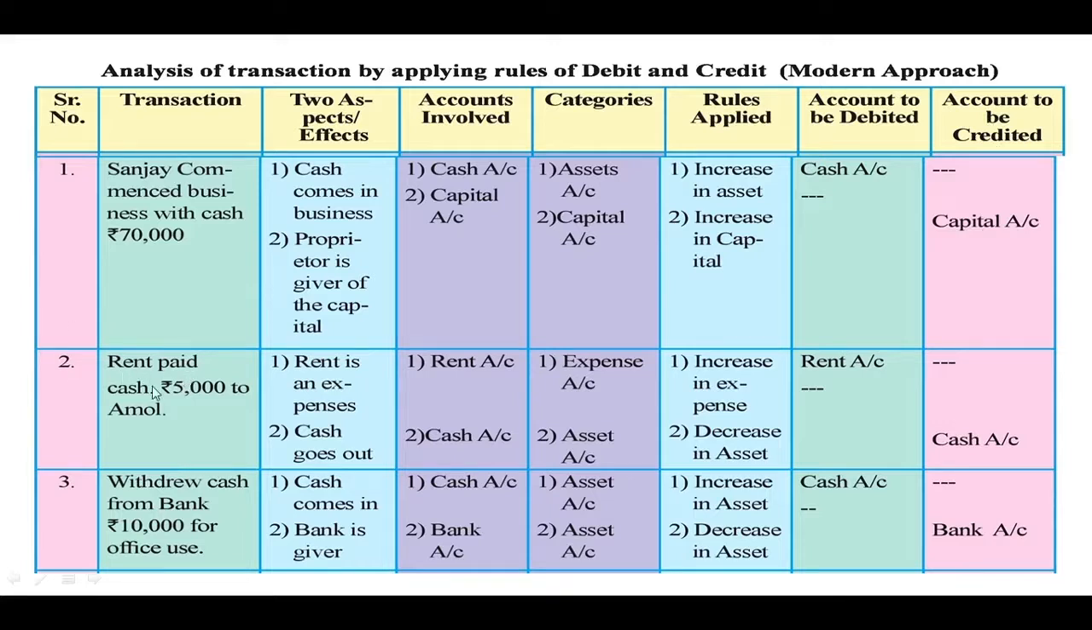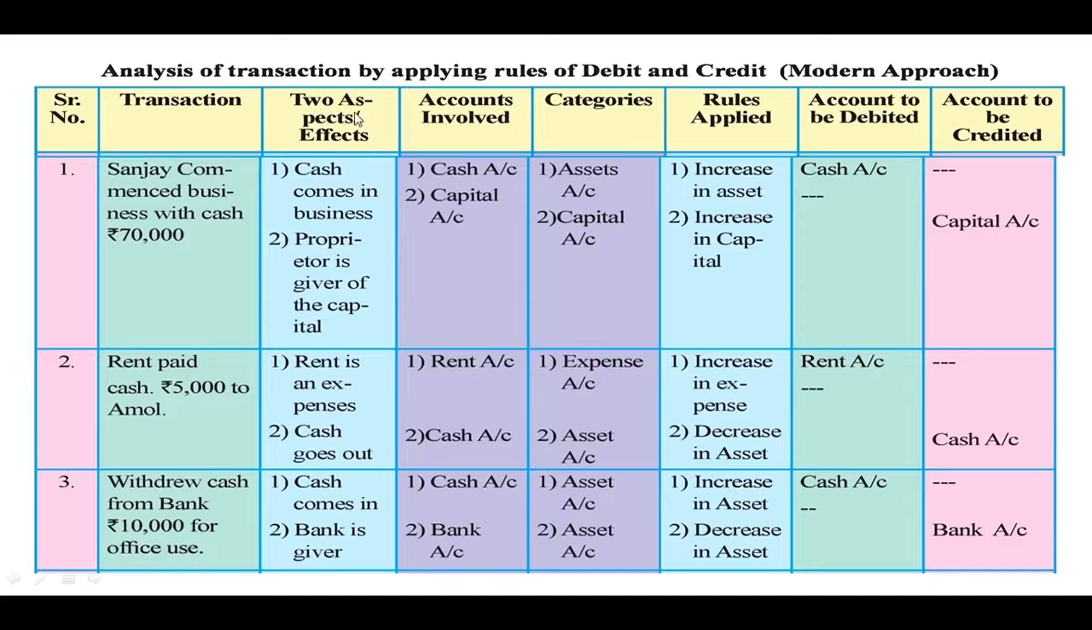Next, rent paid cash of rupees 5,000 to Amol. Now here you can see that three accounts are involved: rent, that is the expenditure account; cash, that is the real account; then Amol is the personal account. Three accounts are involved. But whenever any expenditure account is involved, first you have to consider the expenditure account and real account, and you have to ignore the personal account. So that is why we are not going to consider Amol's account here. So the remaining two accounts which are involved here are rent and cash.